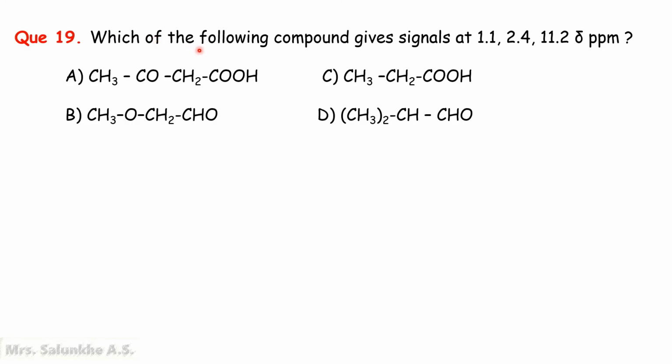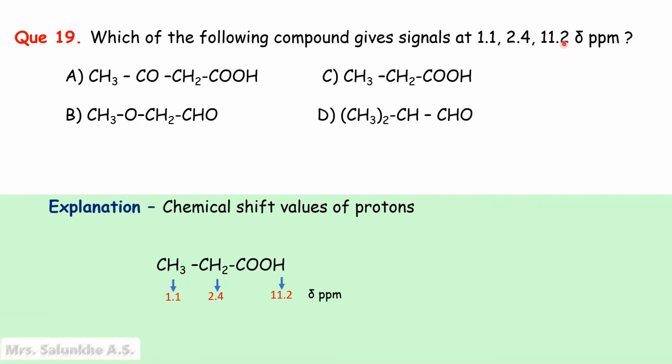Then question 19. Which of the following compounds gives signals at 1.1, 2.4, 11.2 delta ppm? We know that when the signal is between 11 and 10 delta ppm, that signal is for COOH group protons. Therefore, answers B and D are incorrect. Between A and C, one signal is at 1.1 delta ppm and another at 2.4 delta ppm. These two signals are possible in structure C, because for this methyl group the proton signal will appear at 1.1 delta ppm. In structure A, the methyl group proton signal will be near 2.0 delta ppm. This is the explanation, and therefore the correct answer is C.